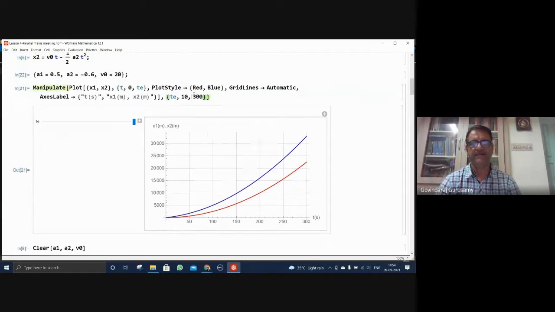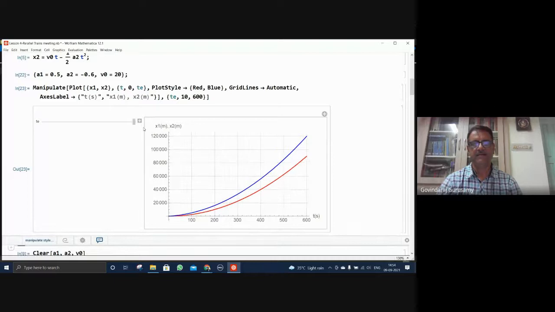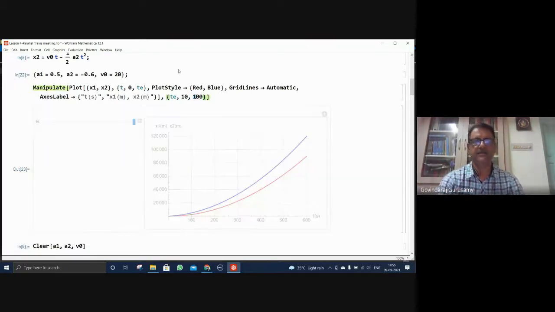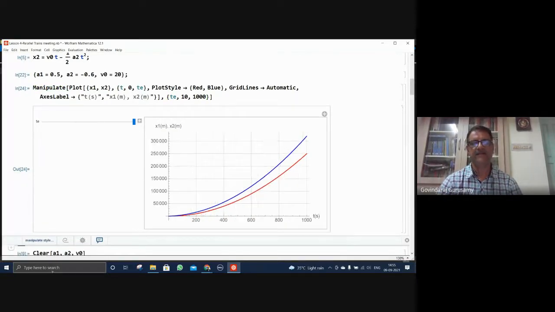I'll take about 500 now. 600, are they going to meet somewhere? No, they are not meeting. Even after a distance of about 1,20,000 meters. I'll go to something like 1,000 seconds. See? They're not going to meet at all. Is it clear for you now?